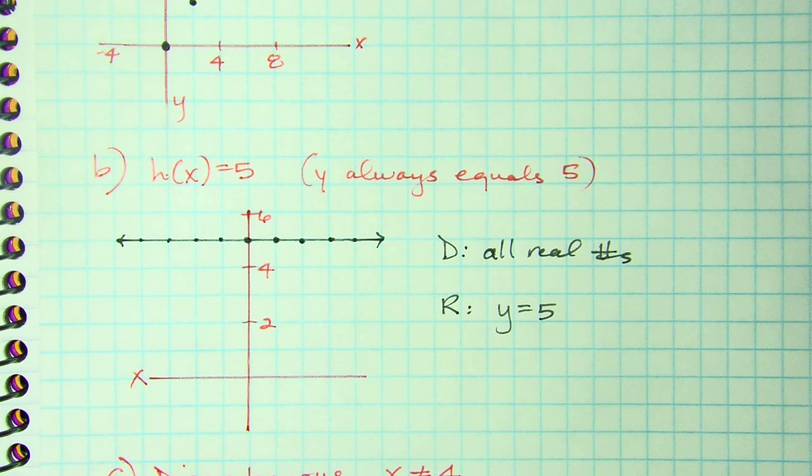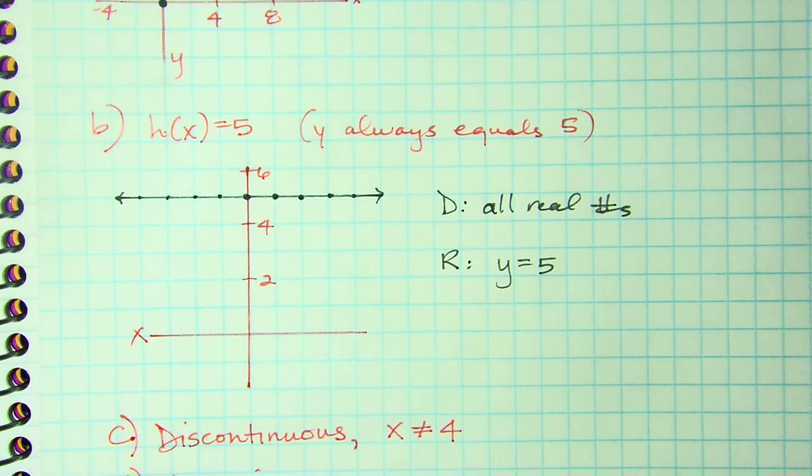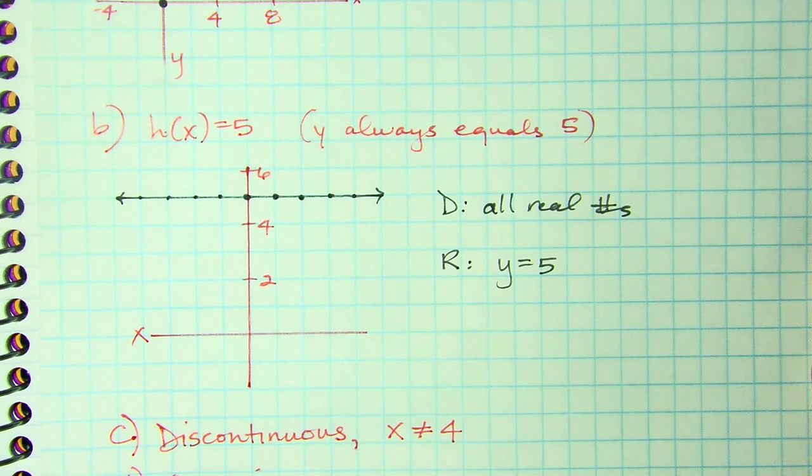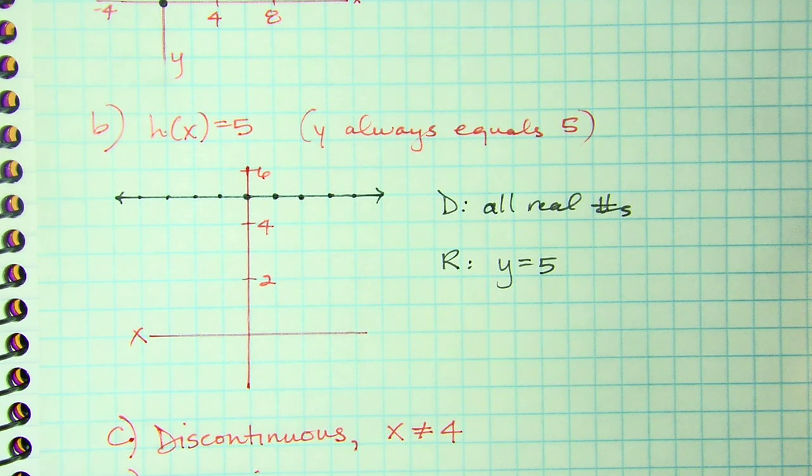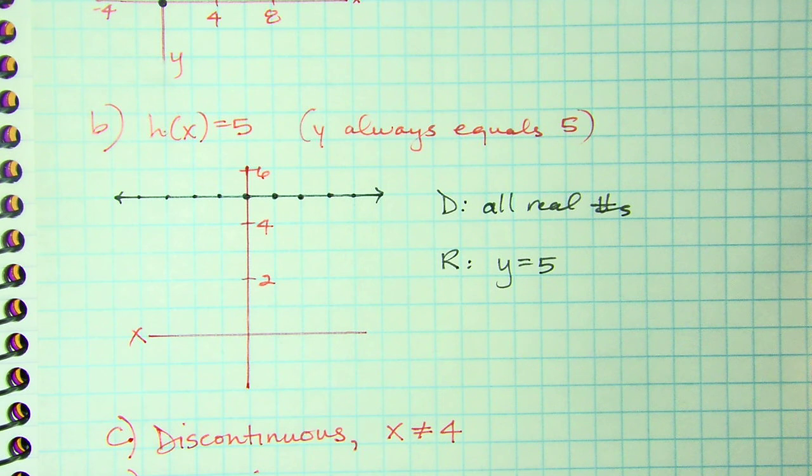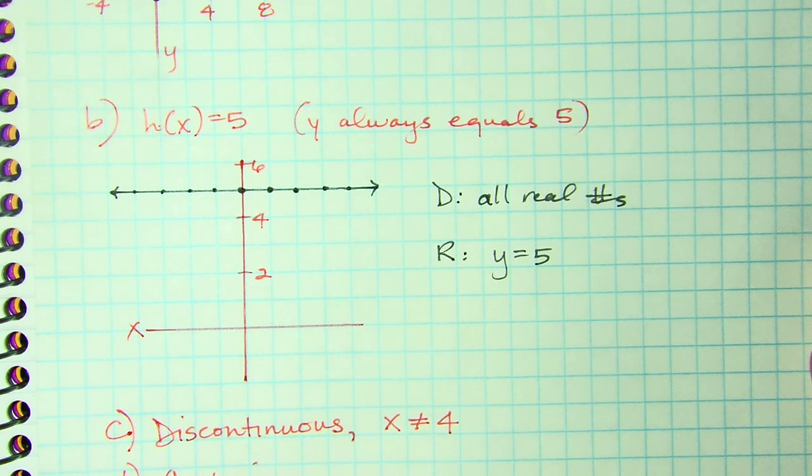E is discrete, which automatically means that it's discontinuous. So I just had to put discrete. And I don't have to name the points of discontinuity. So it's a discrete function.